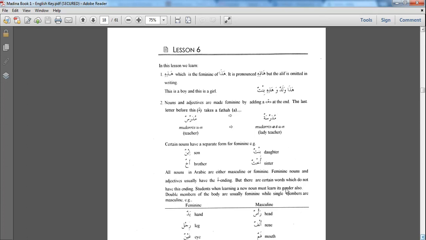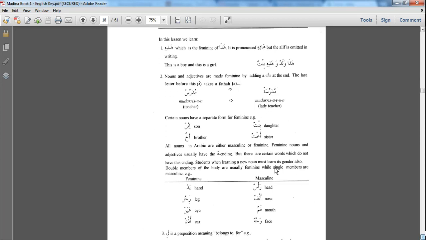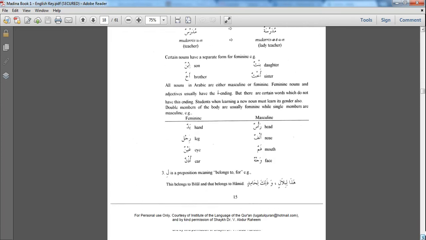Students, when learning a new noun, must learn its gender also. Double members of the body are usually feminine, while single members are masculine. For example, hand, yadun, rijlun, aynun, udhunun, all of these, because they are dual, double on the body, they are feminine. As for the singular things, like ra'sun, anfun, famun, wajhun, these are all masculine because they are single.